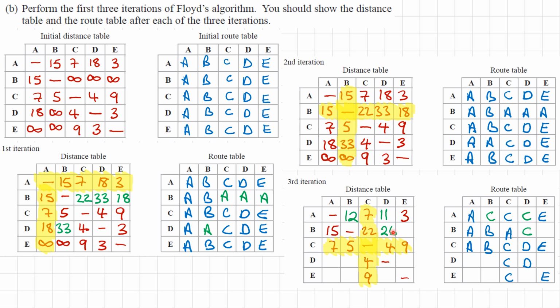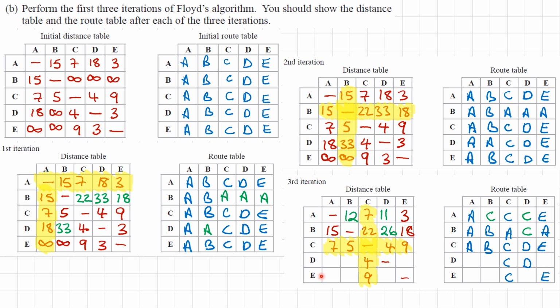And the last one on this row, we have 22 plus 9, which is 31, greater than 18. Okay, so no change here and no change to the letter that was here, and that was an A.